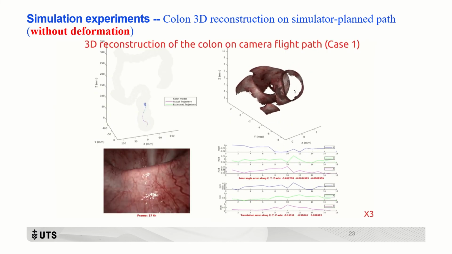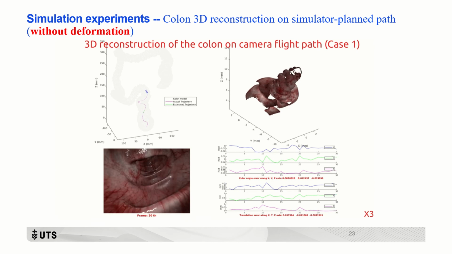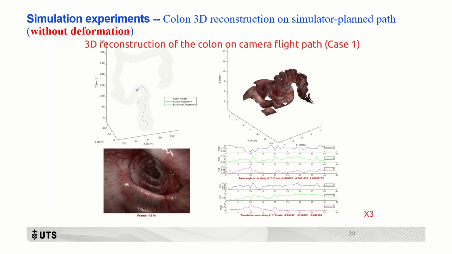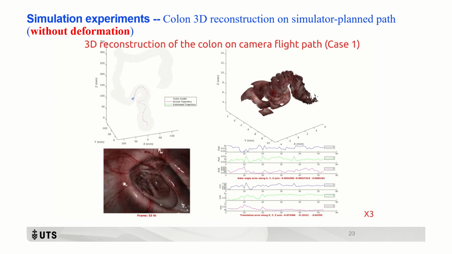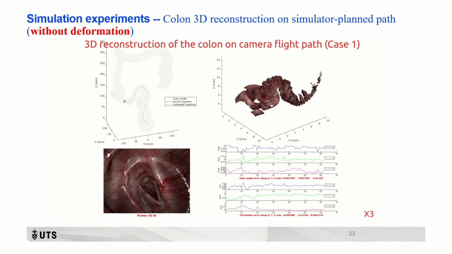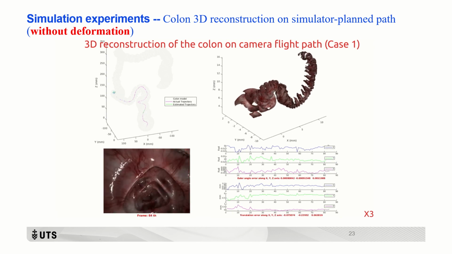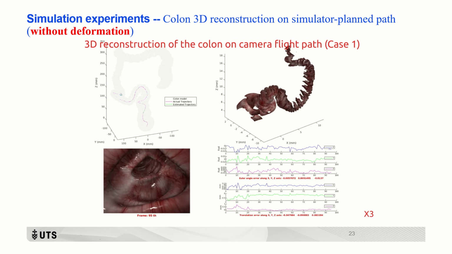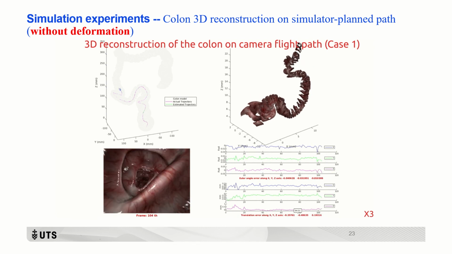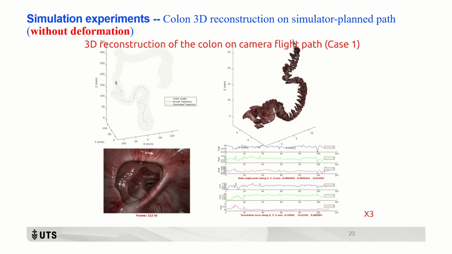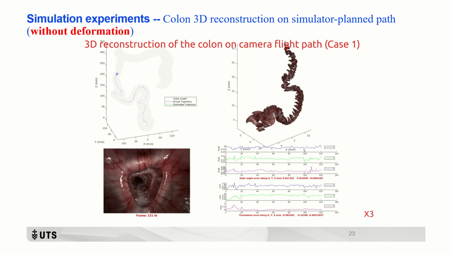The video shows the reconstruction of the colon on the plane camera flight path. The top left shows the estimated camera path and the ground truth. The bottom left is the camera view, and the right top is the reconstructed colon map, and the right bottom is the camera pose errors compared to ground truth.